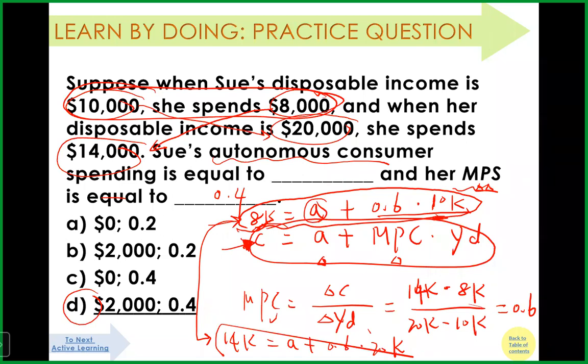Autonomous spending is 2K and the multiplier. Sorry, so the MPC is 0.6, which implies an MPS equal to 0.4. Okay.